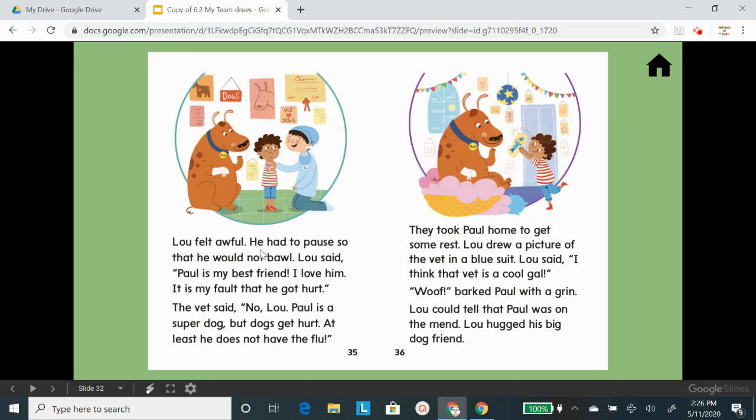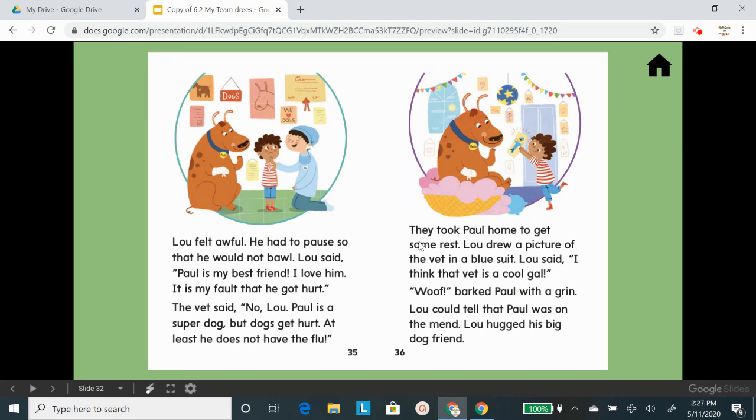Lou felt awful. He had to pause so that he would not bawl. Lou said, Paul is my best friend. I love him. It is my fault that he got hurt. The vet said, no, Lou. Paul is a super dog, but dogs get hurt. At least he does not have the flu. So now it looks like they're back home. Looks like Lou made something for him. Maybe he drew him a picture or something. Let's read about this picture.